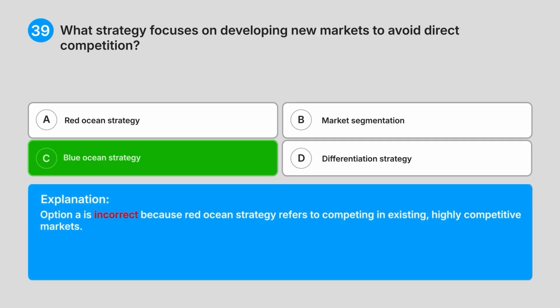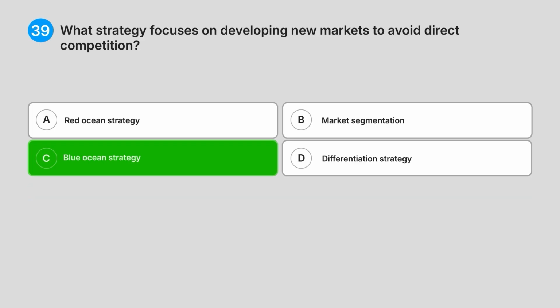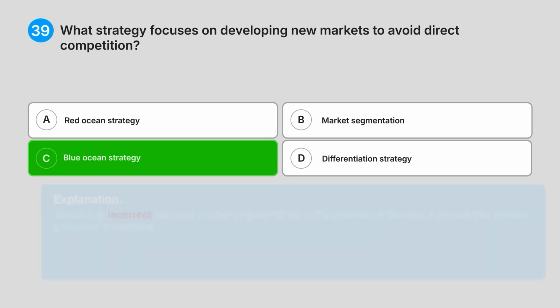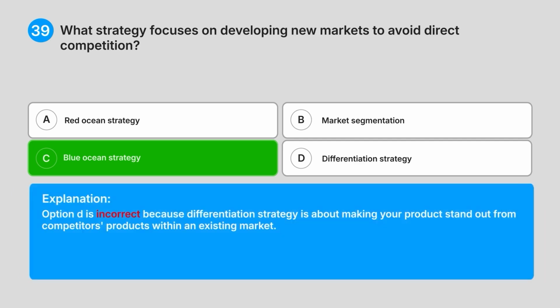Option A is incorrect because red ocean strategy refers to competing in existing, highly competitive markets. Option B is incorrect because market segmentation is the process of dividing a market into smaller groups of customers. Option D is incorrect because differentiation strategy is about making your products stand out from competitors' products within an existing market.